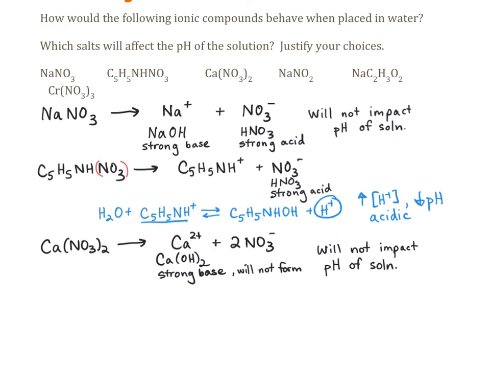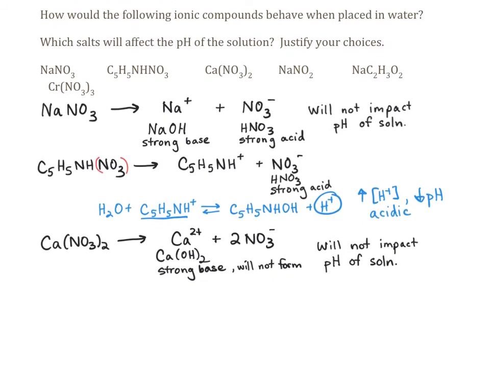Our next example is sodium nitrite. So we've got something different here. Instead of NO3, we have NO2. When this salt is put into water and it dissociates, which it will because sodium's always going to make a soluble salt, we've already established, I'm writing NO3 out of habit, but that is not what we have here, it's NO2. We've already established that sodium is not going to affect the pH because NaOH is not going to form because it's a strong base.